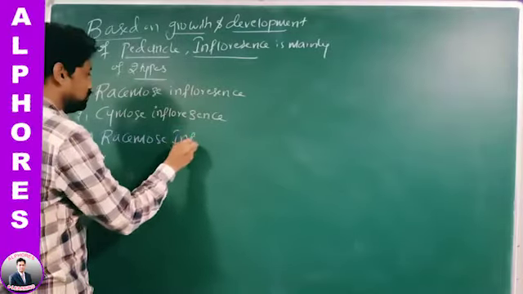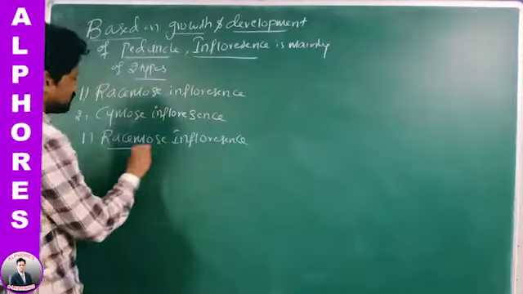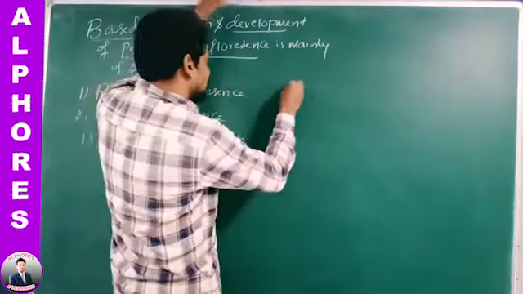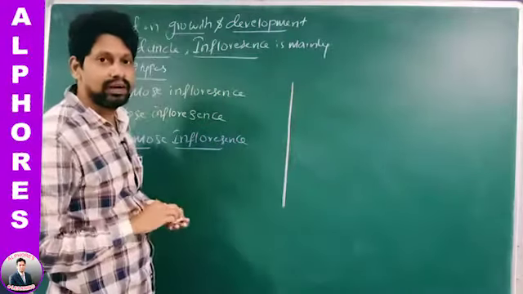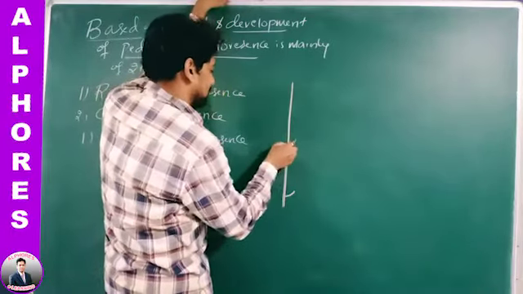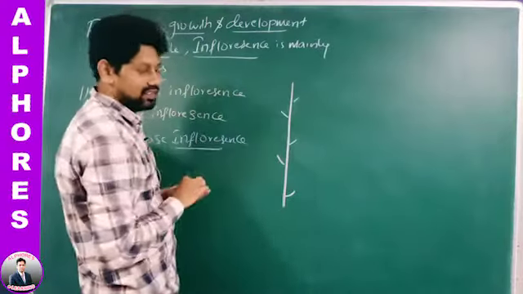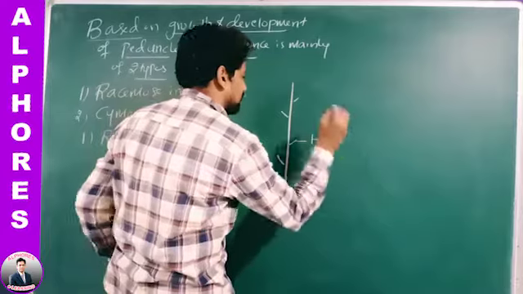Racemose inflorescence. Okay, now see here, sir, this is peduncle. Sir, all these are bracts. What are all these? All these are bracts. I am labeling one of the bracts.